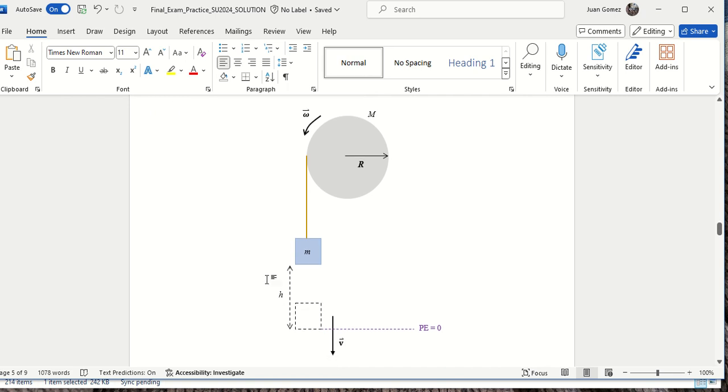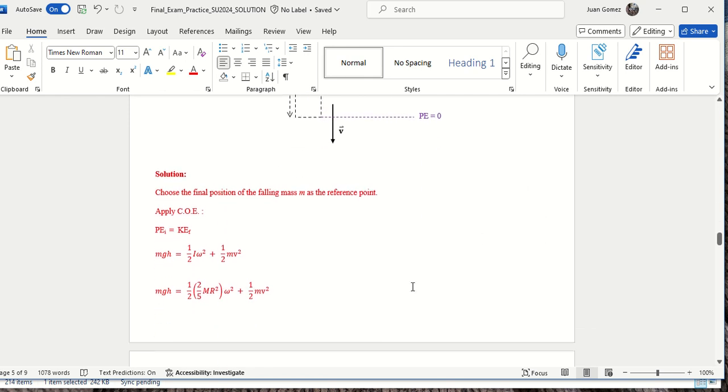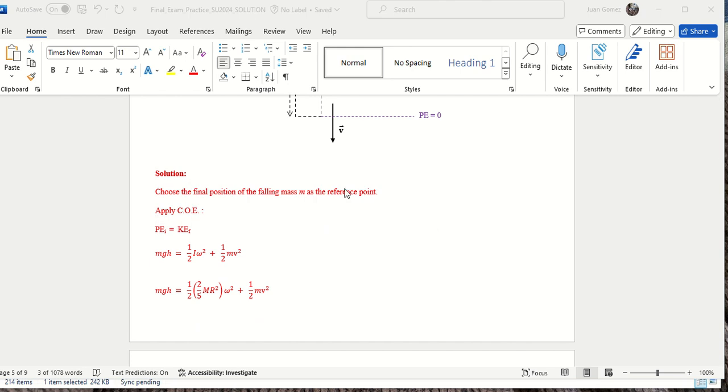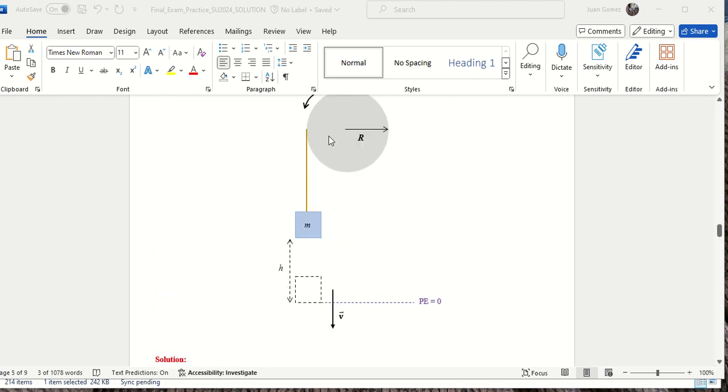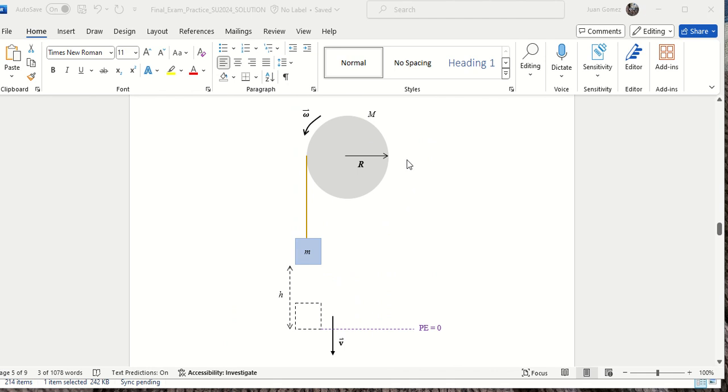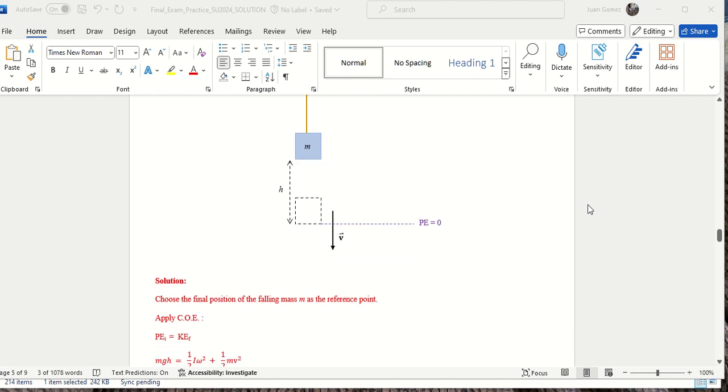Then, after the mass falls a distance of h, it is moving with a linear speed v, and the sphere is rotating with an angular speed omega. So step 1, conservation of energy: PE initial equals KE final, where the KE final includes the linear kinetic energy of the falling mass moving with v, and the rotational kinetic energy of the rotating uniform solid sphere. Remember, it's pivoted about an axis right through its cm, so it's rotating about an axis right through its center.